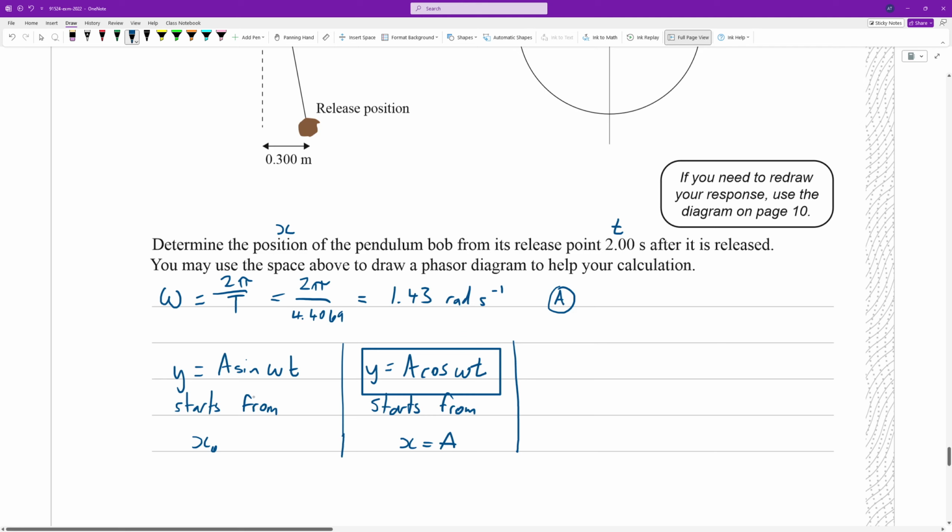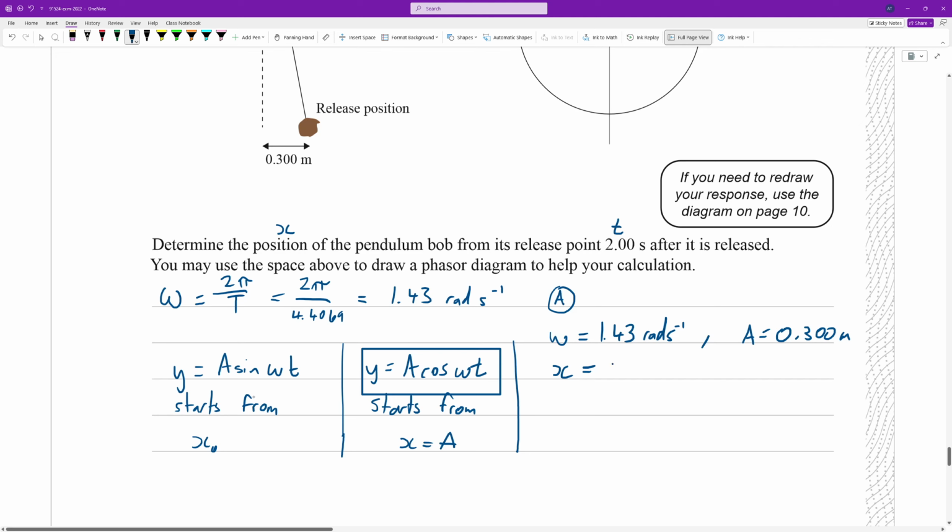So let me just do that on the right. We know omega is 1.43 radians per second. What else do we need? We need amplitude. So what is the maximum displacement? Well, we're told they pull it 0.3 meters back. A equals 0.3 meters. And so we can write, I'm going to write x here instead of y, but you know, that's just convention because it's in the horizontal direction. You can write y is totally fine.